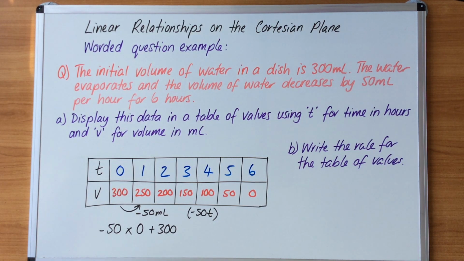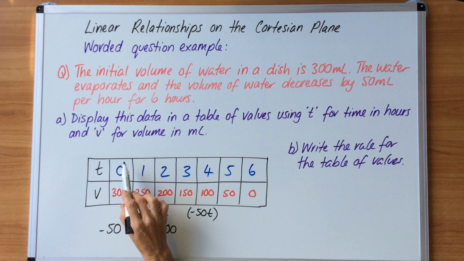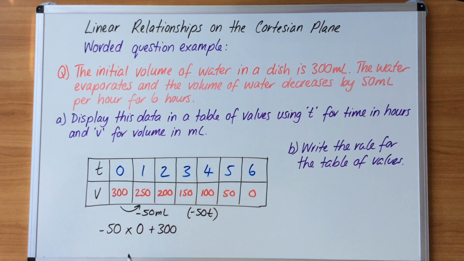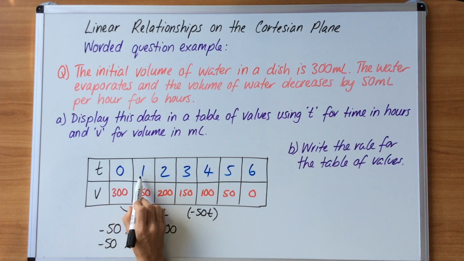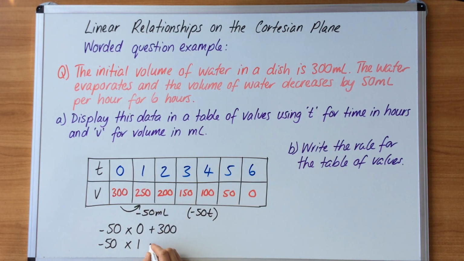Let's see if we can get that to work for the next one. So we're now moving into T being 1 and V being 250. Again, we start with negative 50 and we multiply that by the T. So that is 1. And if we add 300 on, we will achieve the answer of 250. So our first one equaled 300 and our next one is equaling 250.